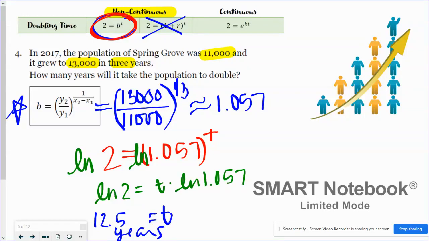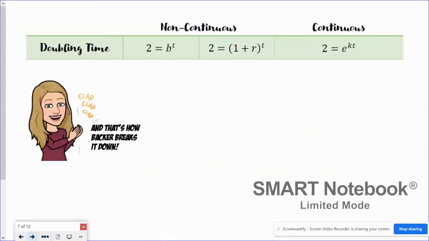Yeah, that's what I got for this one. Okay, so we just need to figure out what the base of our exponential function is. This required us to use our change factor formula here. No big deal. From there, it's pretty easy. 2 is equal to b to the t power. So that's how you can set up doubling time problems.